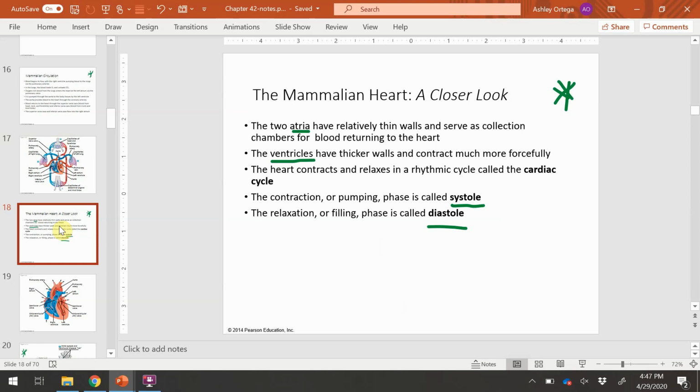And so this happens in a cycle of contracting and relaxing, and that's called the cardiac cycle. The contraction or pumping phase is called systole. It comes from a Greek word that means to contract. And so that is going to be the contraction phase. The relaxation or filling stage is called diastole. And so diastole means to pull apart or to relax. That's also Greek, and that's where we get that stage name.